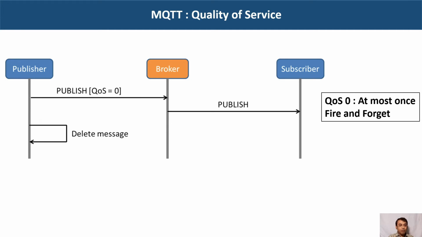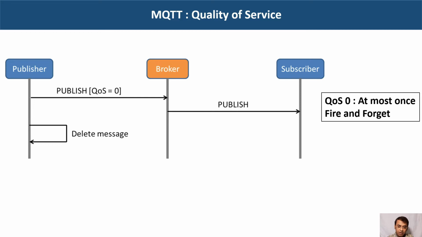So, now come to the different quality of services of MQTT. There are three quality of services: quality of service 0, 1 and 2. Let us start with quality of service 0. That means at most once, fire and forget. There is no case of storage.